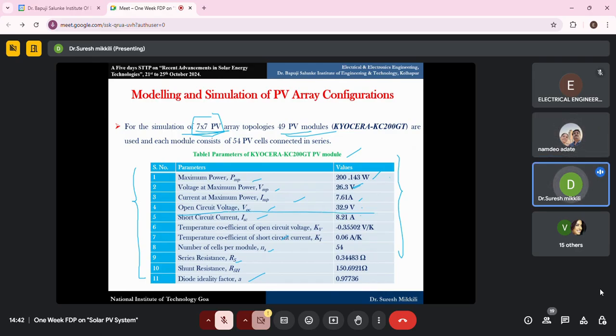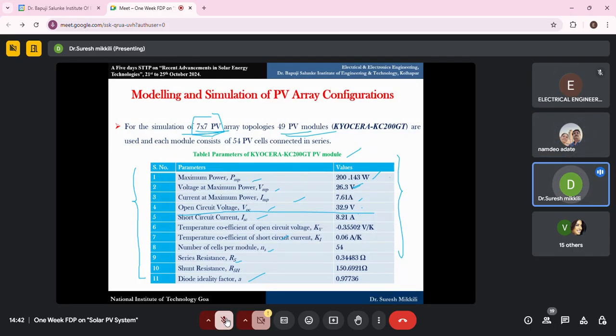Can you calculate, sir? Just one example I tell. 32.9 into 49. Approximately 1600 you should get. So 1612 volts is there.